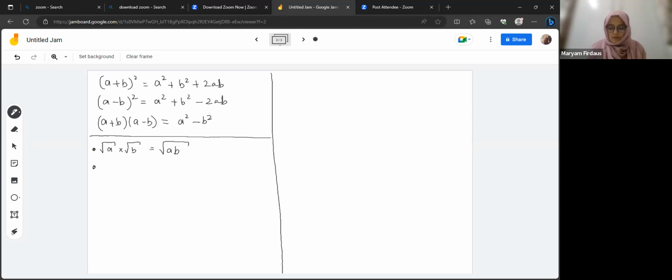Similarly, replace the multiplication sign with the division sign. Root a divided by root b, you can again take the root sign as common. It will become root a by b. Okay.